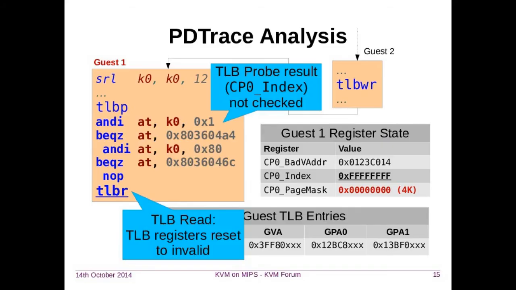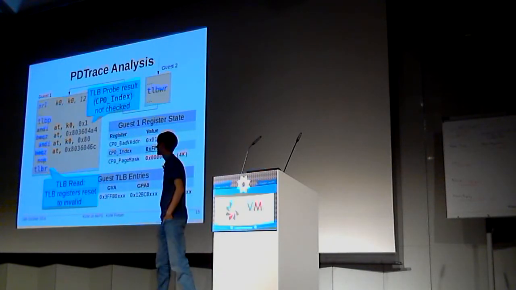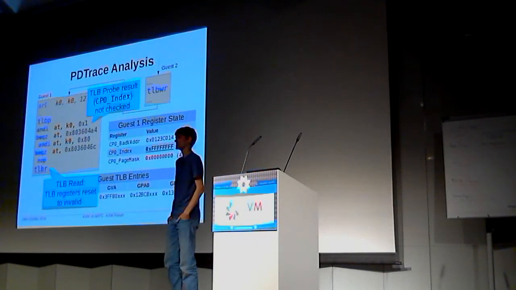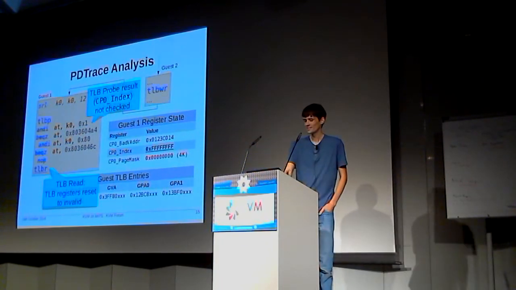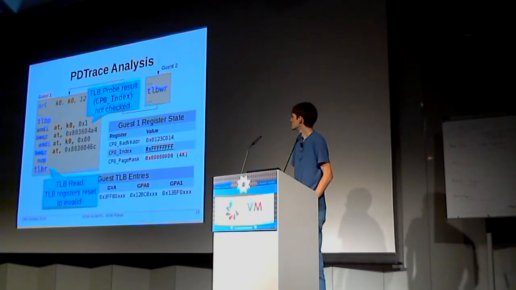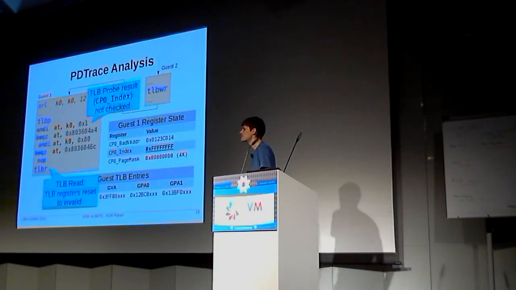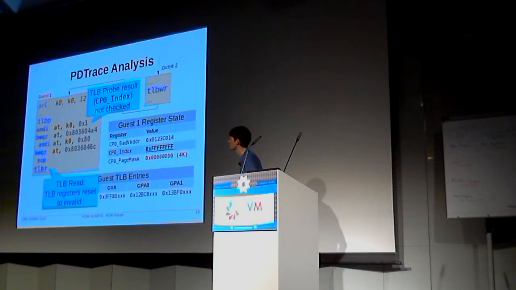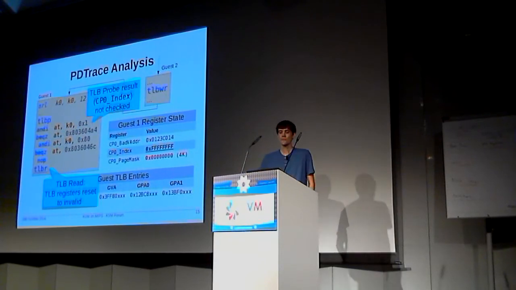But this particular code didn't actually check whether it was successful or not. So it later does a TLB read to read that index, which is invalid. And so all of the TLB entry registers got reset to their invalid state, including the page mask, back to 4K. So it turns out that actually this exception, it's a fairly reasonable thing to assume. It's always been assumed until now that the TLB entries aren't going to vanish while you're handling the TLB.